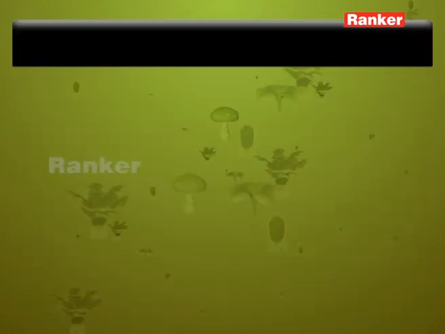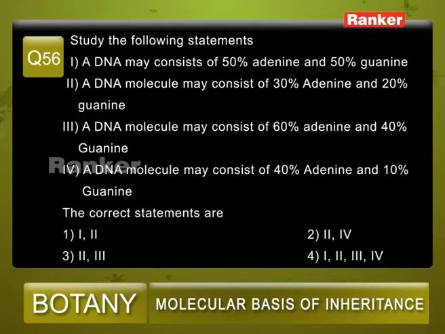Question number 56, study the following statements. 1. A DNA may consist of 50% adenine and 50% guanine. 2. A DNA molecule may consist of 30% adenine and 20% guanine. 3. A DNA molecule may consist of 60% adenine and 40% guanine. 4. A DNA molecule may consist of 40% adenine and 10% guanine. The correct statements are: first one, 1 and 2; second one, 2 and 4; third one, 3 and 4; fourth one, 1, 2, 3 and 4.